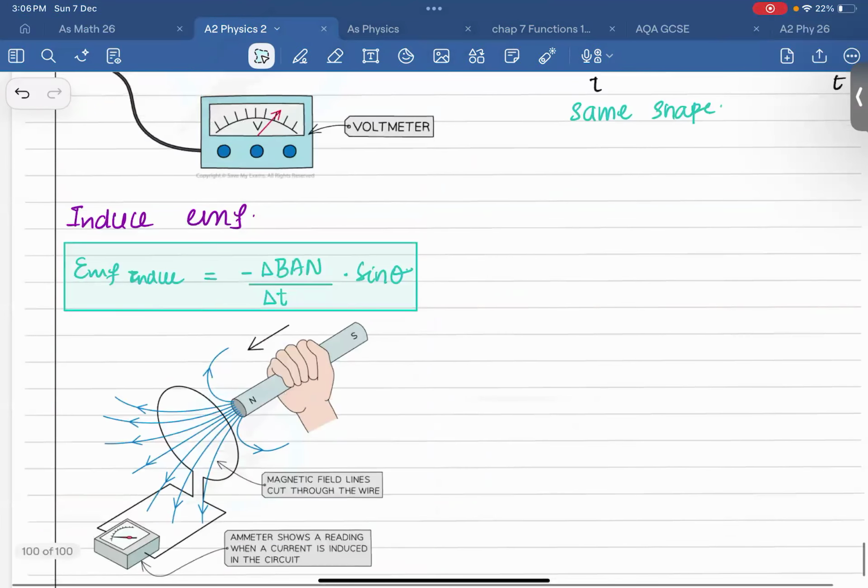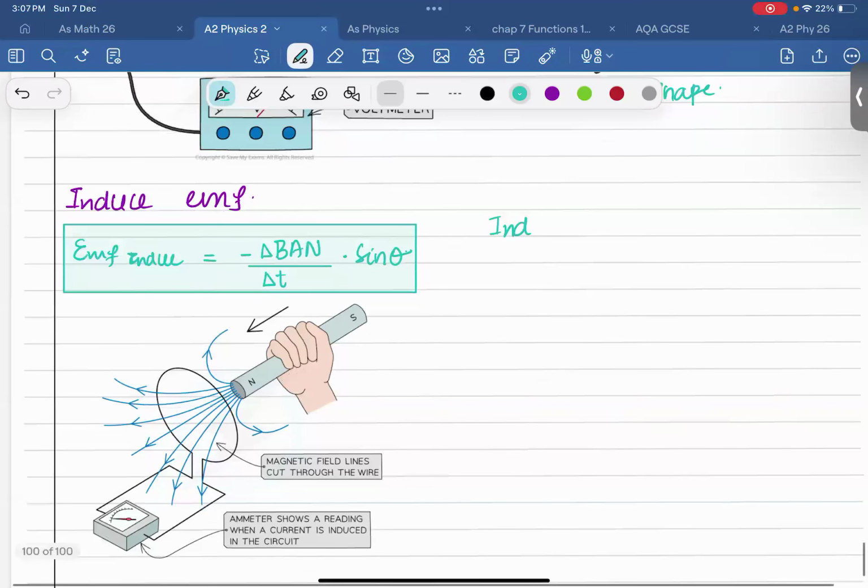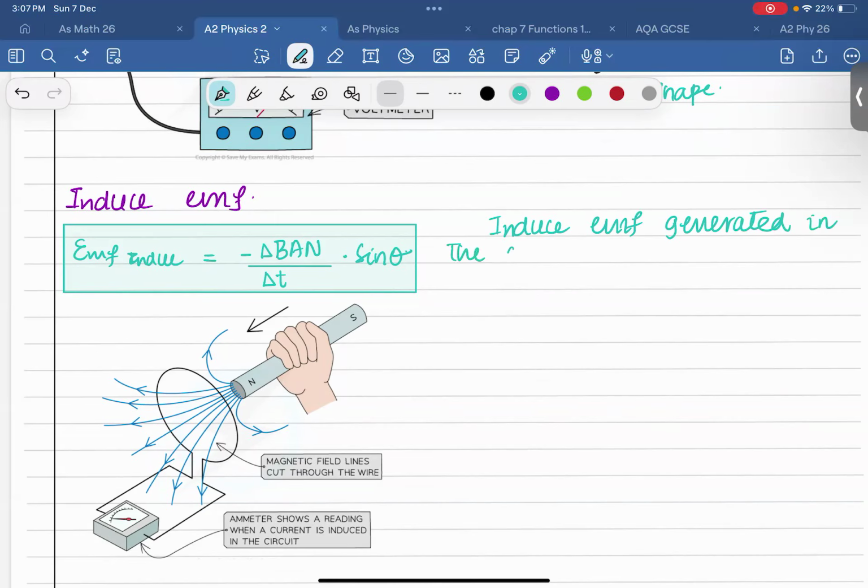Okay. So basically over here, this formula shows you the induced EMF generated in the coil due to change in the magnetic flux linkage of the coil.